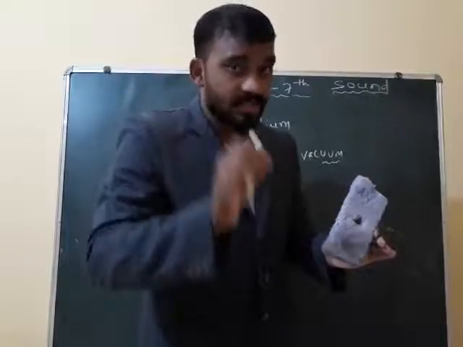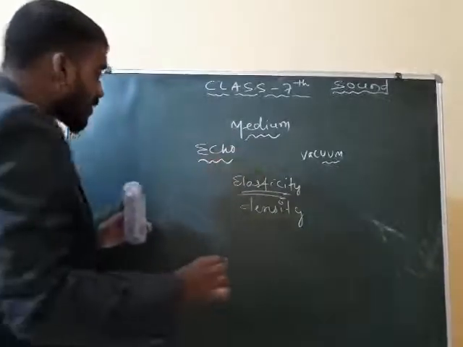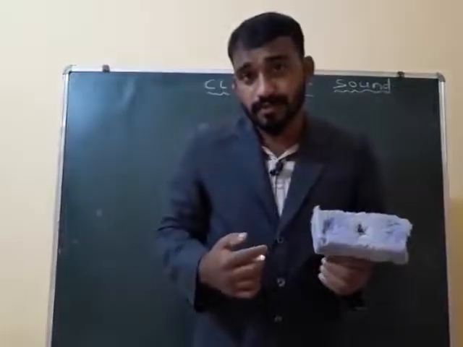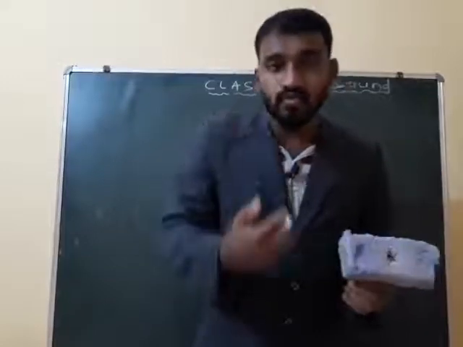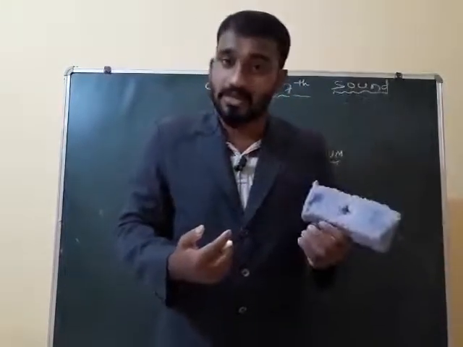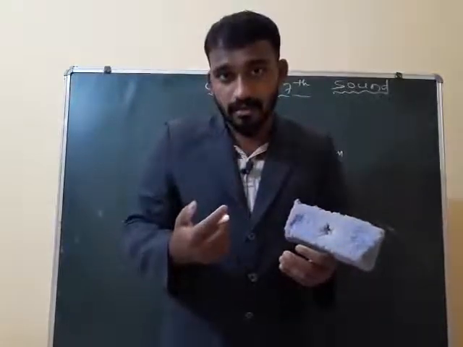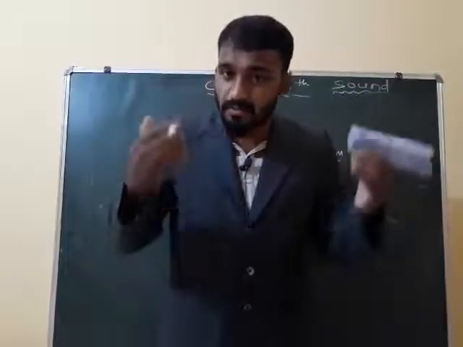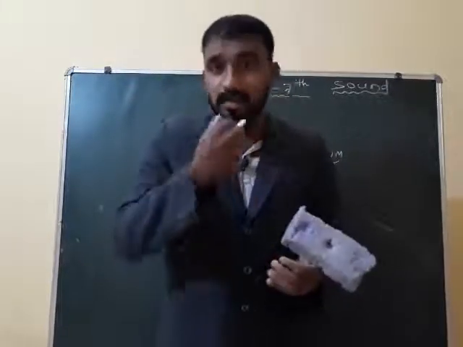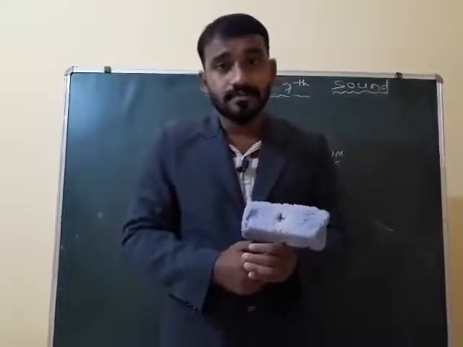This much clear? Next one, what is echo? Actually, echo means the returning back of the original sound to the same place or the same medium, after striking a reflecting surface like a hill, or you can say any cliffs, mountains, wall. This much clear? So the returning back of the sound after striking a wall or any solid body, that is called echo.